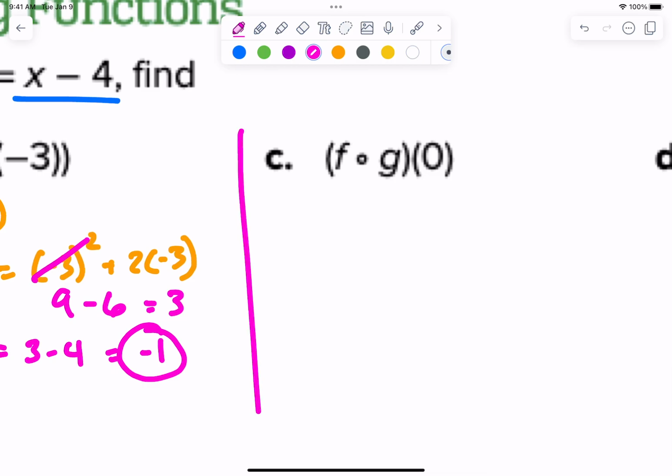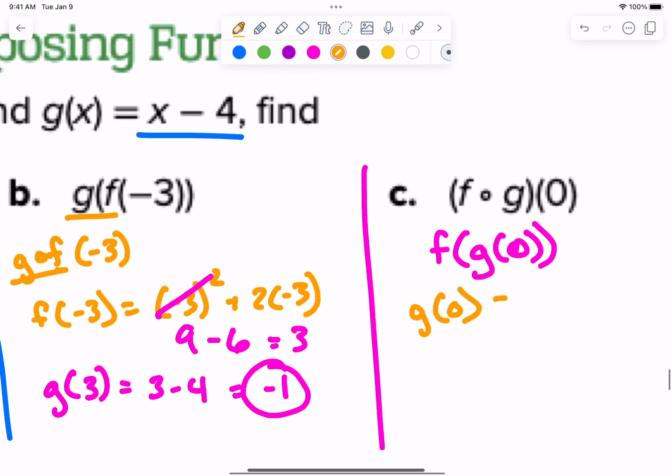Where's 0 going in first? This is the same thing as writing parentheses. So if you see f composed of g or whatever, that's what it looks like, okay? 0 goes into g first. 0 minus 4 is negative 4. Now we do f of negative 4.